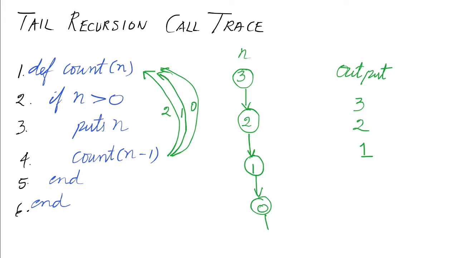0 is not greater than 0. So recursion ends and we get out of the if condition. Recursion terminates. Work is done during calling time.